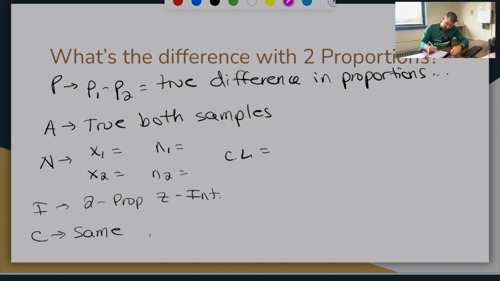What's really important for your conclusion is we're looking for the number 0. If 0 is in your interval, we don't have evidence of a difference. But if 0 is outside of your interval, then we do have evidence of a difference. And that is one very important thing.